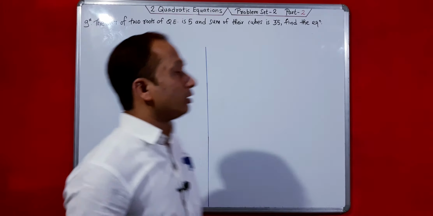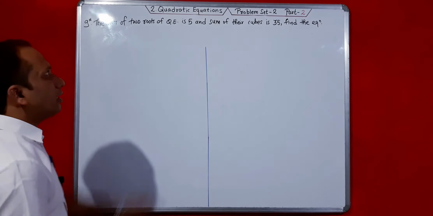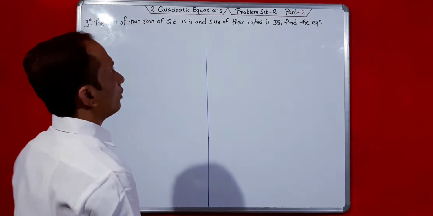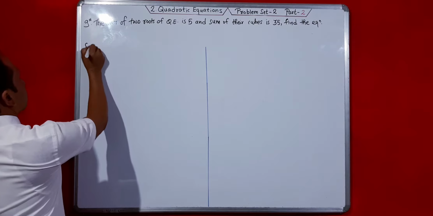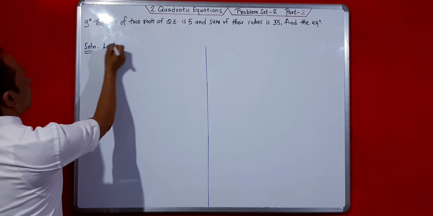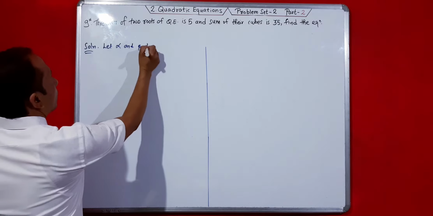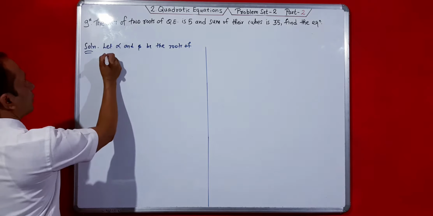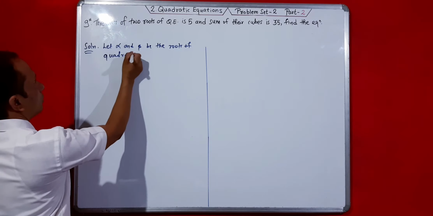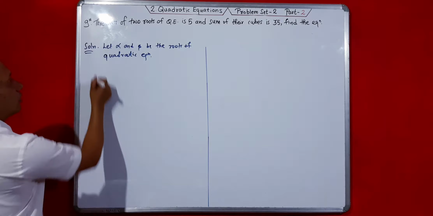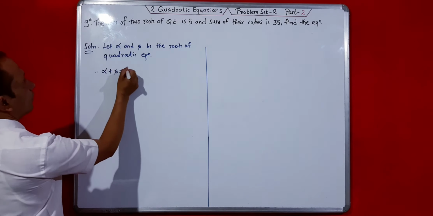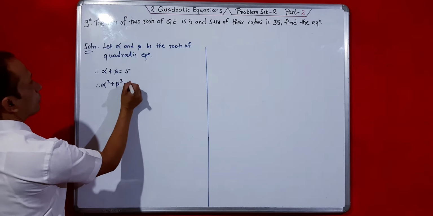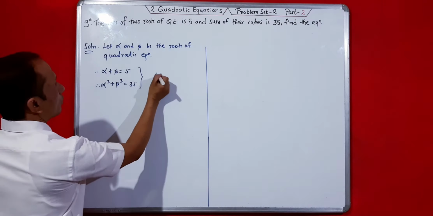Okay, so we'll solve the ninth question. In this question, the sum of two roots of a quadratic equation is 5, and the sum of their cubes is 35. Find the equation. Okay, so we'll solve this. Solution: let alpha and beta be the roots of the quadratic equation. Therefore, what is given? Alpha plus beta is equal to 5, and alpha cube plus beta cube is equal to 35.